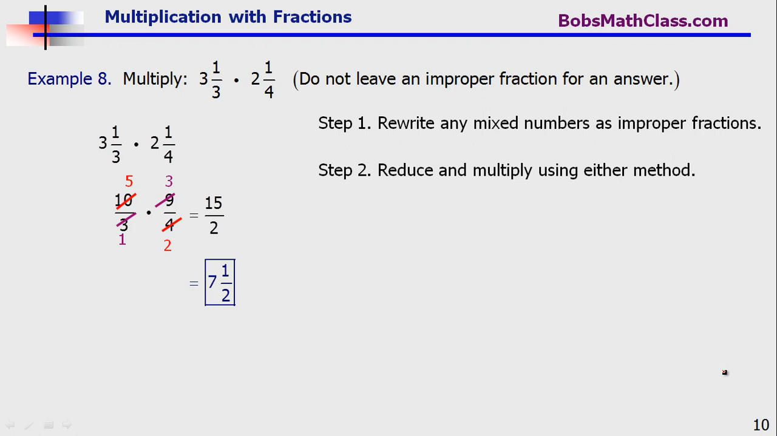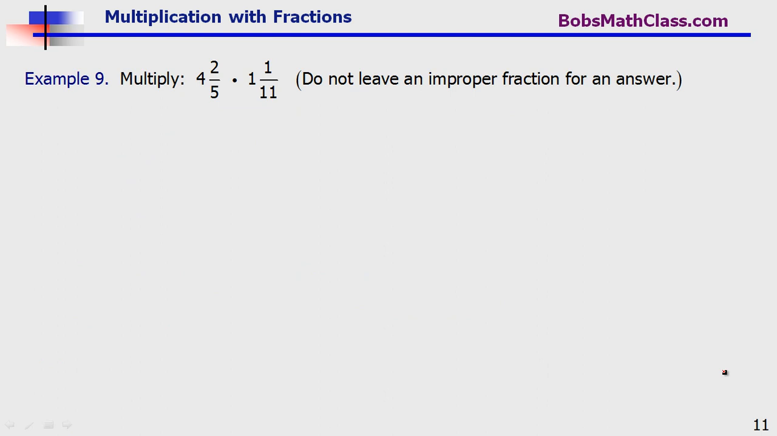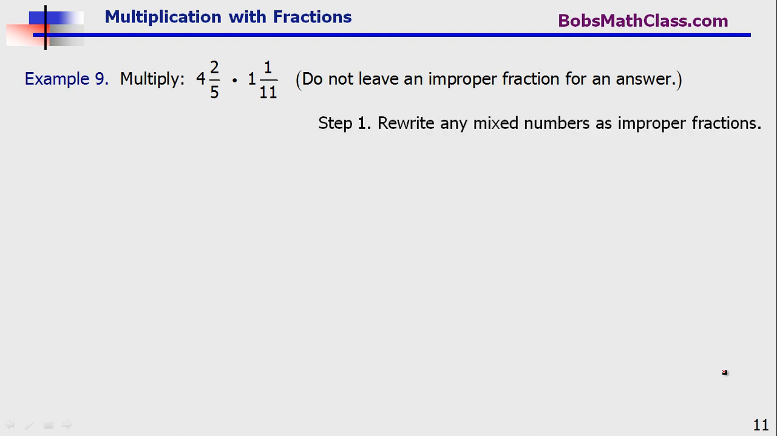Okay, let's do another problem. You might want to pause, work this out on your own. Think you could do it? Okay. Let's change the mixed numbers to improper fractions. Should get 22 over 5 and 12 over 11. 1 times 11 is 11, plus 1 is 12. 12 over 11, yeah. And 4 times 5 is 20. 20 plus 2 is 22. 22 over 5, yep.